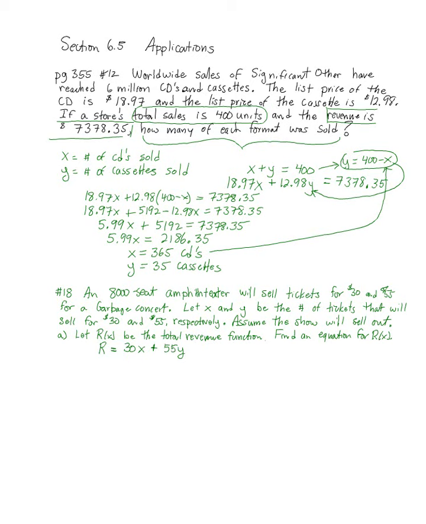Now, that's not quite the answer they wanted, though. Notice the symbol they wrote, R of X. That means they want revenue, and they only want the letter X in it. They don't want the letter Y. We need to do something to get rid of that letter Y. Well, the thing we need to do, remember I told you back in the previous problem, if you have two variables, you really need two equations. Right now, we only have one equation. We need a second equation.